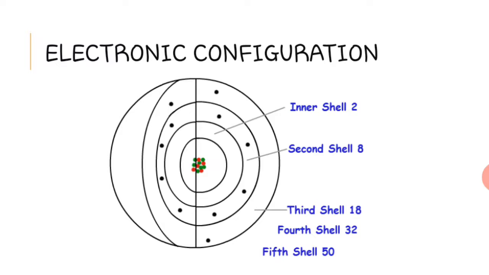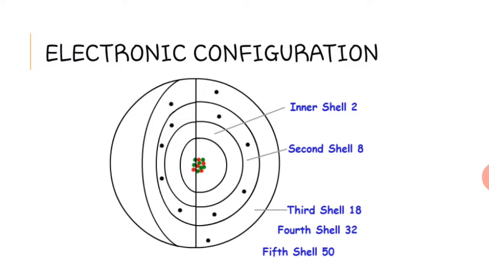Okay, so we are starting the new topic called electronic configuration. Electronic configuration is basically the arrangement of electrons around the nucleus in the various shells and subshells according to their increasing energy level. As I was showing you, in the atom there is a central part called the nucleus, and there are energy levels around that nucleus. So they are the shells actually.